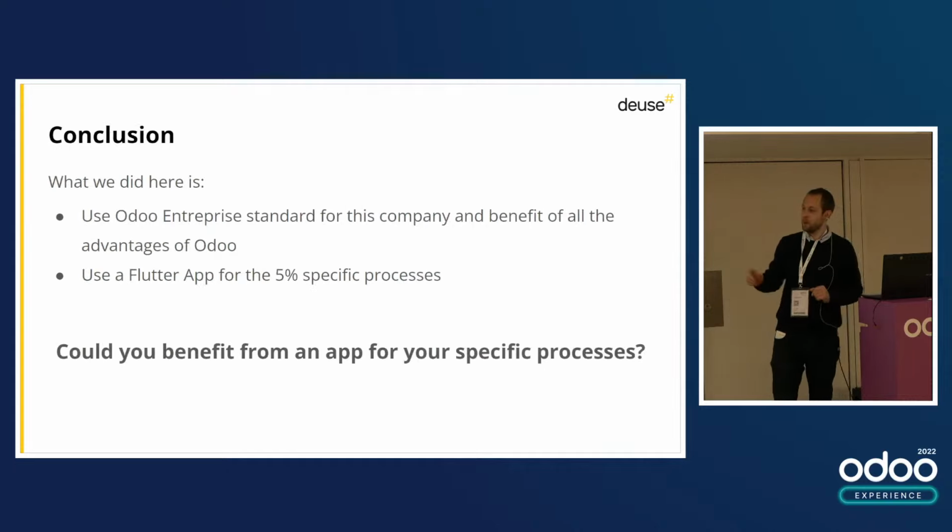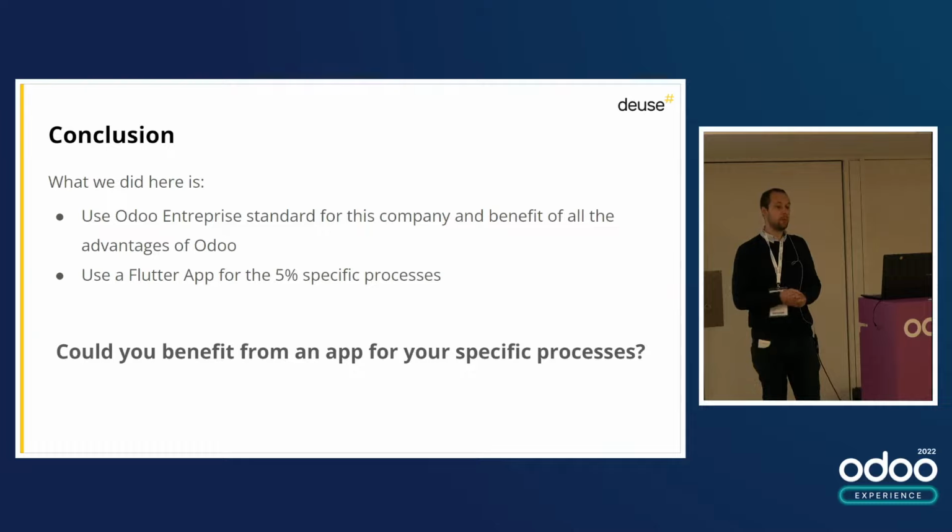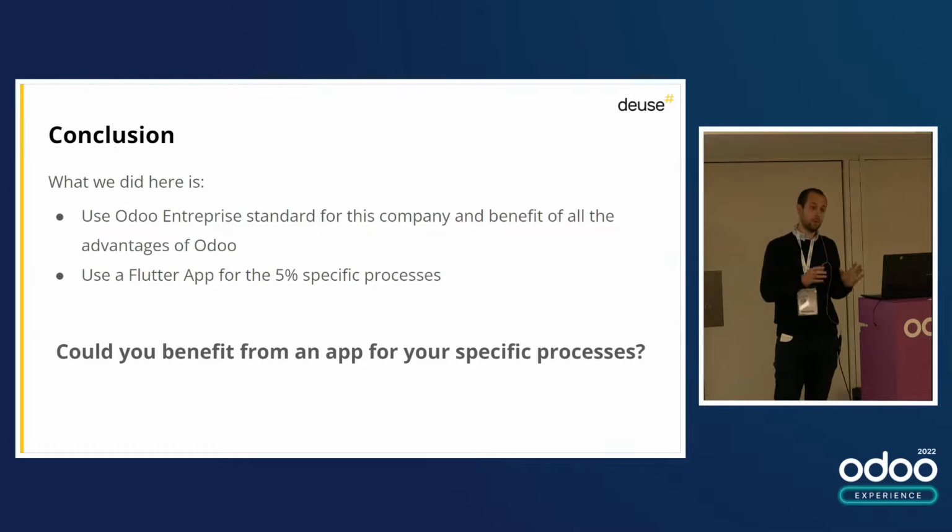To conclude, what we did here is use Odoo Enterprise Standard for this company, as this was the best solution to handle all their needs without having to develop a custom solution from scratch. It probably would have been as powerful, pretty, and easy to use as Odoo, and it would have taken a lot of time and money. Then for the few things that Odoo couldn't handle, we made an app.